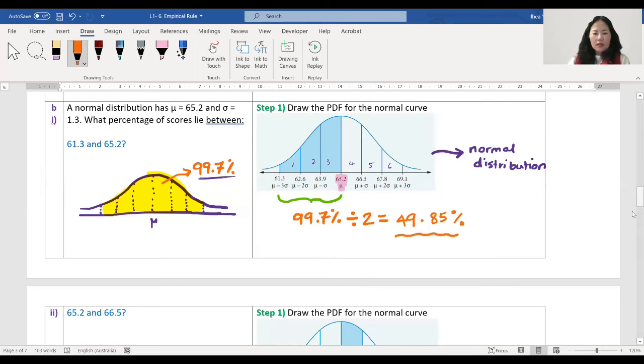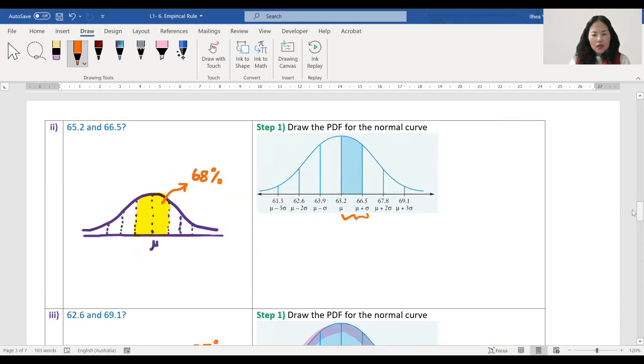Okay, next one, 65.2, right there in the middle, and then going up by 1.3, which is 66.5. So roughly it's talking about just half of 68%, really, isn't it? So I think the best way to do this kind of question is you have to think of 68, 95, 99.7, and then whether you halve it or put it together. In here, this is definitely in the zone of 68%, but it's only half counted. So what I'm going to do is 68% divided by 2, which will give me 34%.